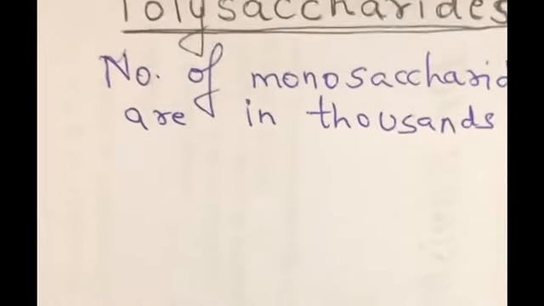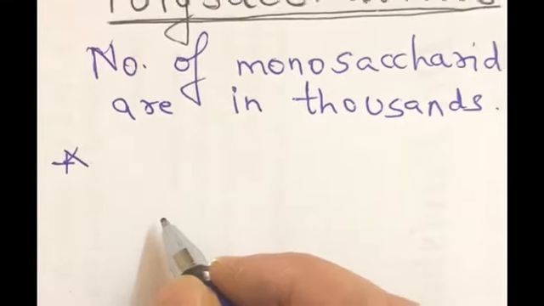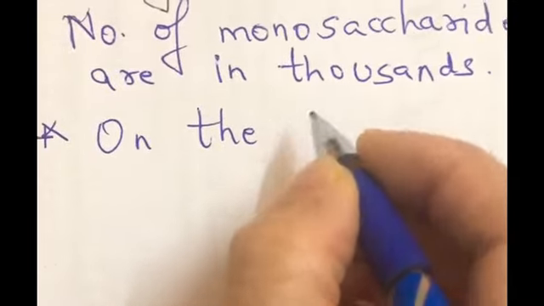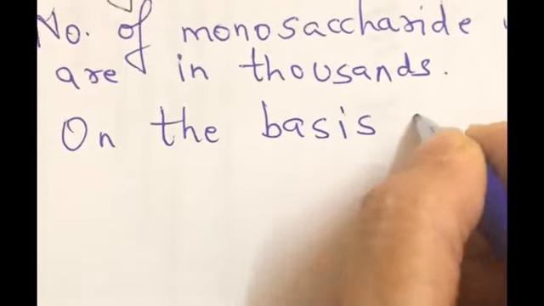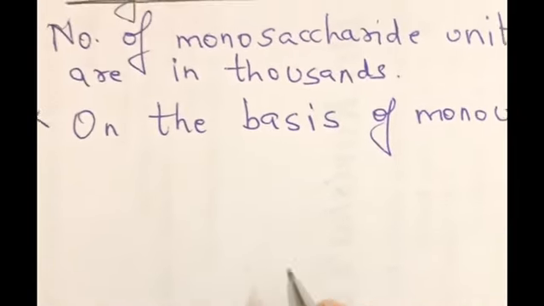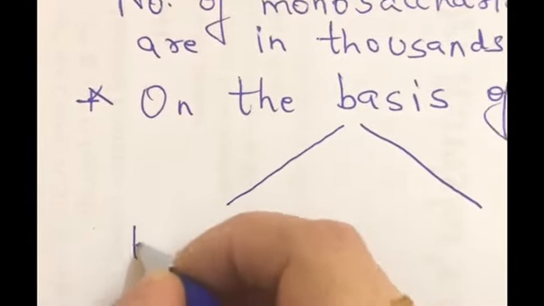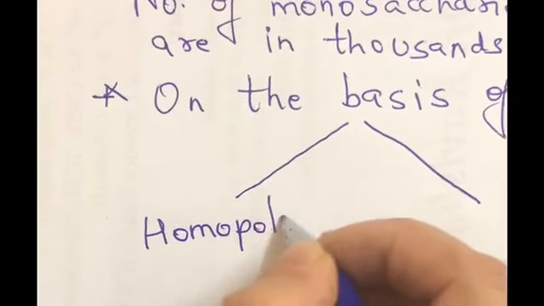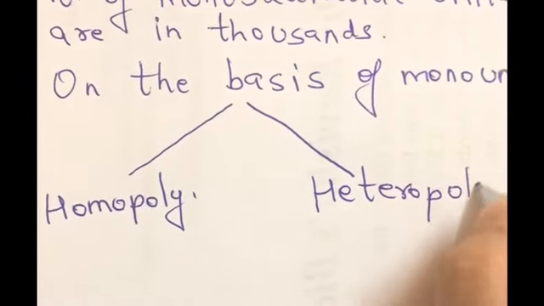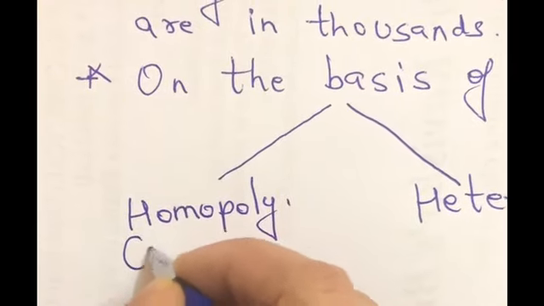Okay, so now again the classification of polysaccharides is based on two bases. So first, the classification is on the basis of mono units. Now we'll see it's again divided into two. One type is homopolysaccharides and the second group is heteropolysaccharides.